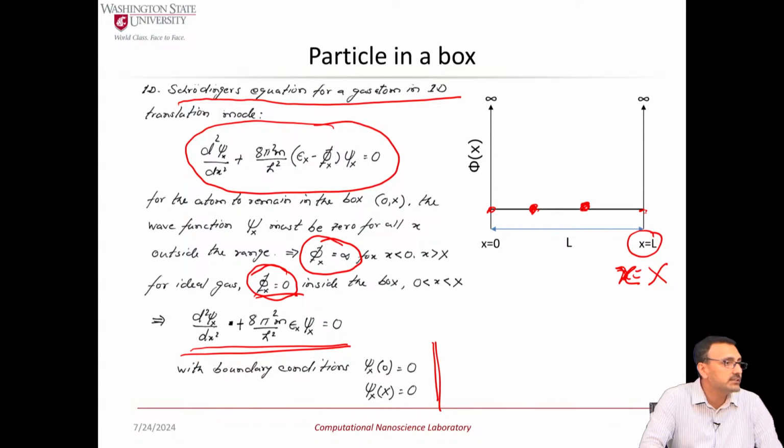Please proceed, you had another question. Sir, between 0 to x in that equation, the phi x is 0. Mm-hmm. There is no potential. There is no potential that we are modeling here.